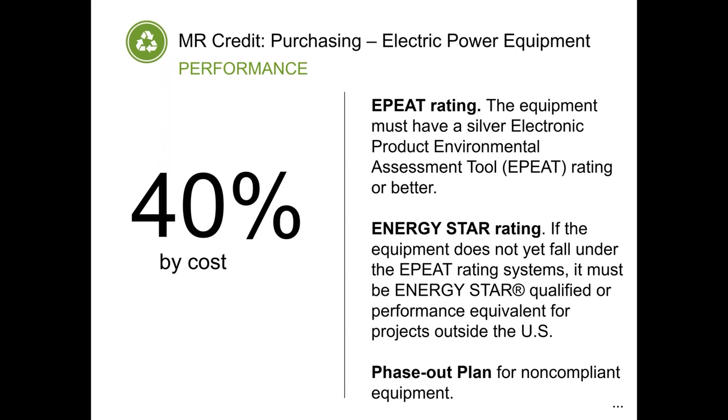EPEAT rating, and that is an EPA established system. And then the second one is Energy Star. And that is if the equipment does not have EPEAT rating certification, then it must be Energy Star qualified. A lot of those products that would fall into this product category will have perhaps both EPEAT and Energy Star. And then if neither, there must be a phase out plan for non-compliant equipment.